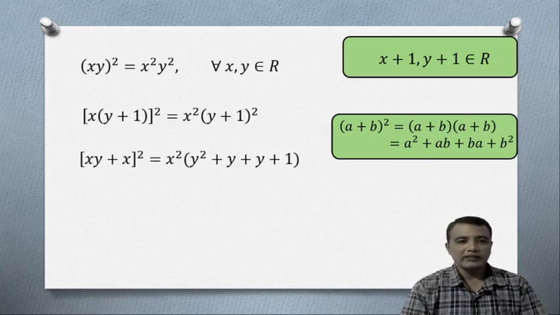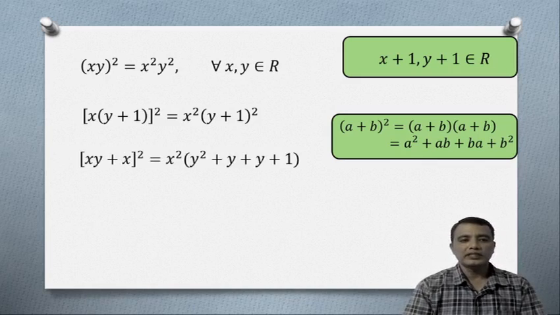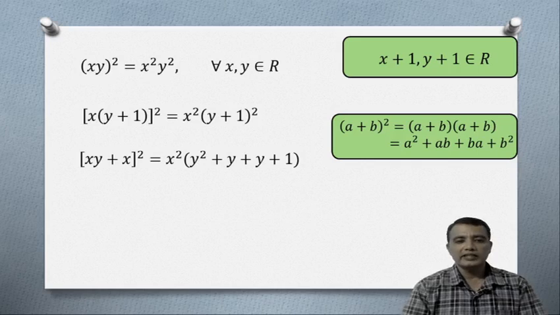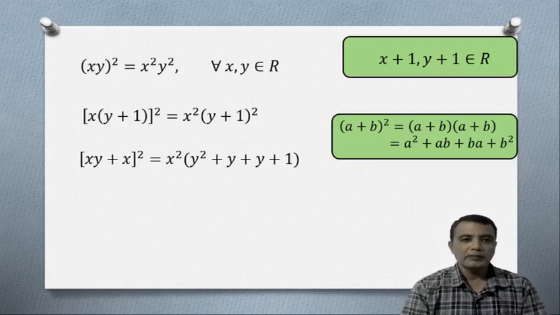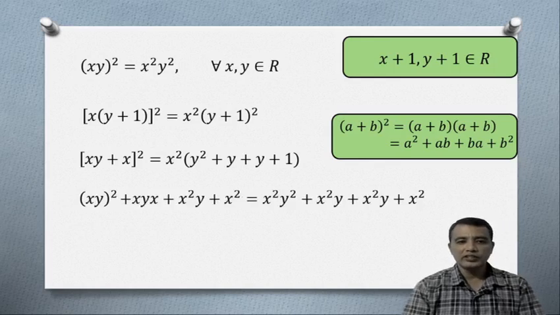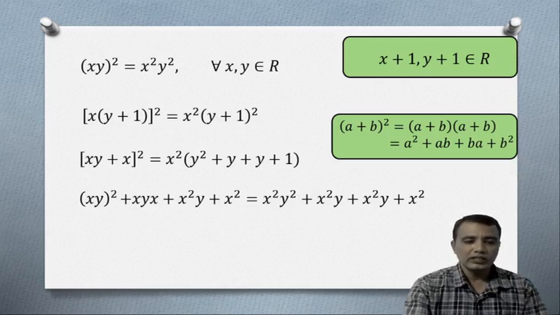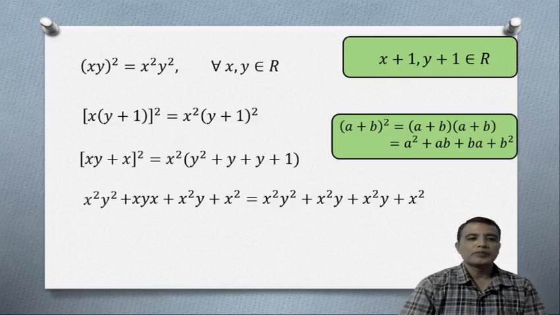Say on the left hand side we have what? (x into (y plus 1)) whole square. On the right hand side we have x square into (y plus 1) whole square. Right? Now expand (xy plus x) whole square similarly, and we get this result. Now (xy) whole square means what? Given x square into y square. So the first term (xy) whole square can be replaced by what? x square y square.